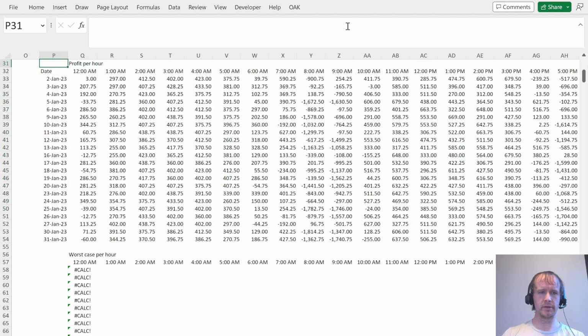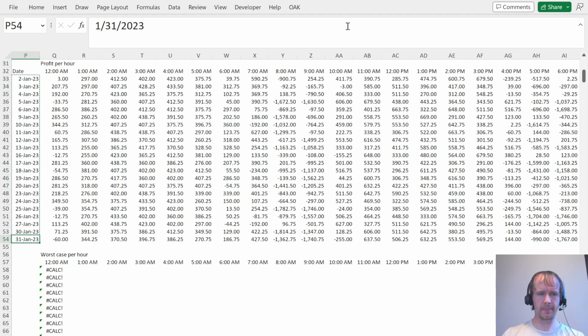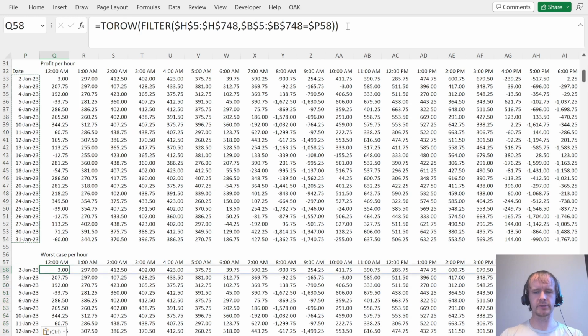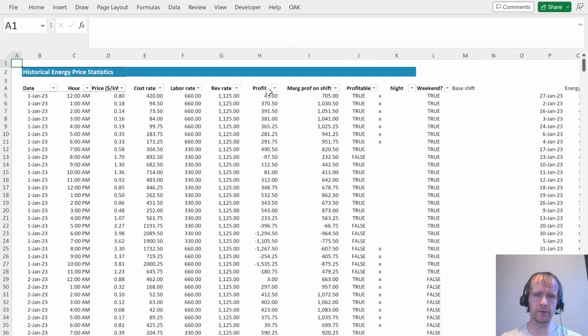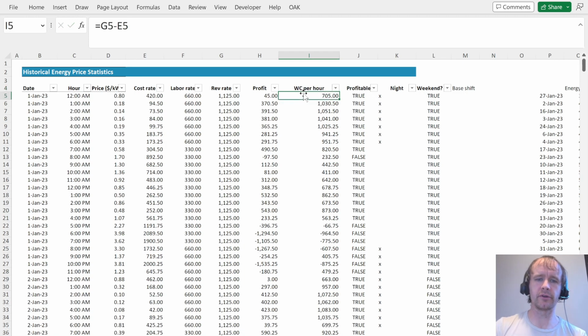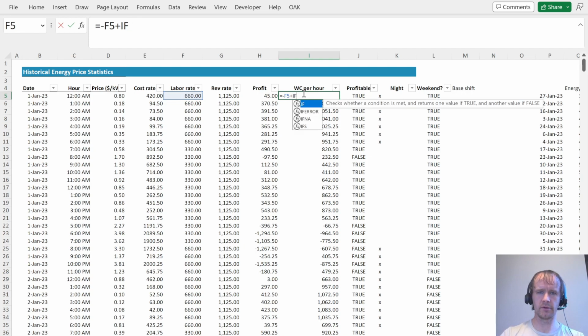And that's going to be, so if the shift is on, I am definitely paying the employees. So I'll call it worst case per shift per hour. If the shift is on, I'm definitely paying the employees. So it's definitely minus that. And then it's a question of if, right, plus max of revenue minus cost, 0.